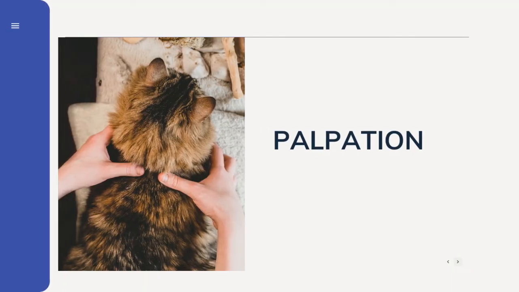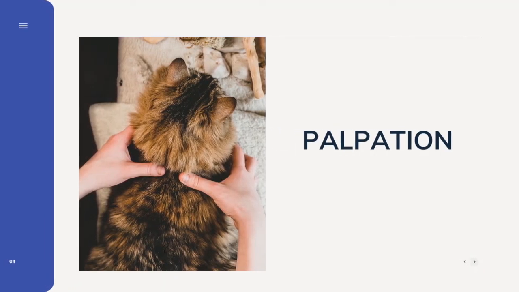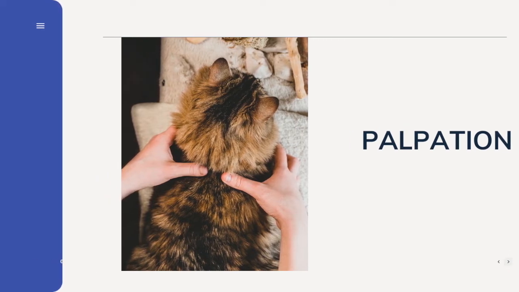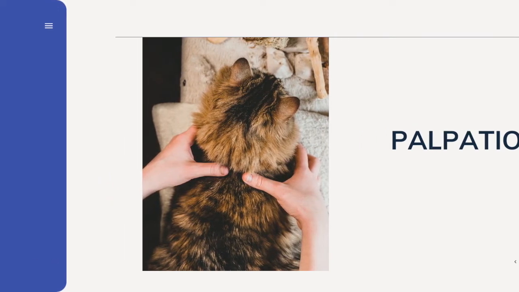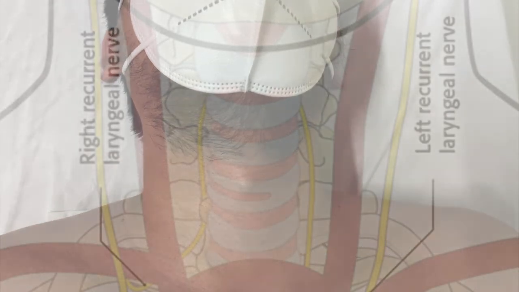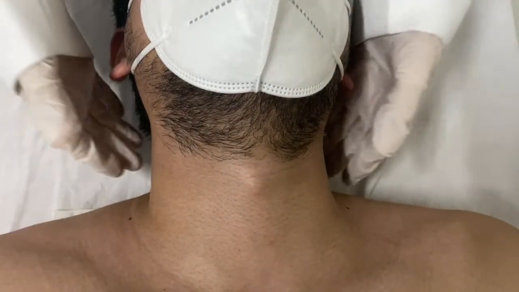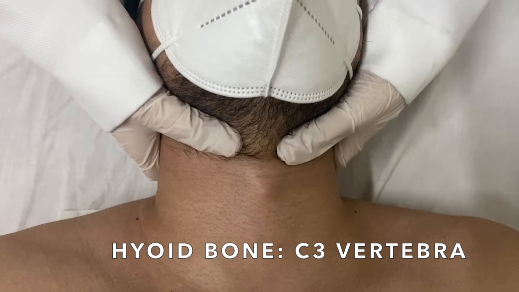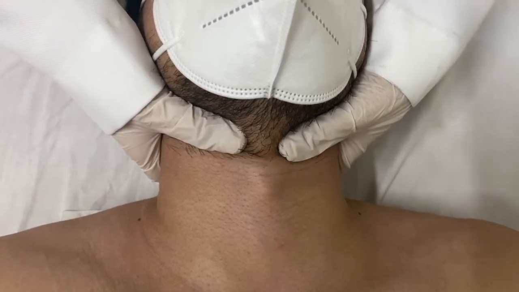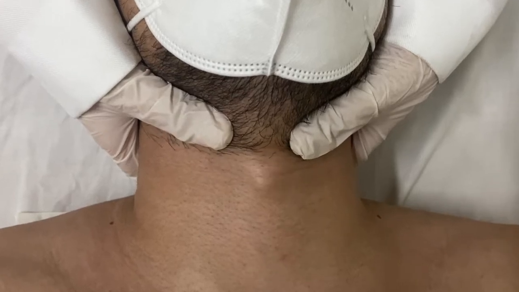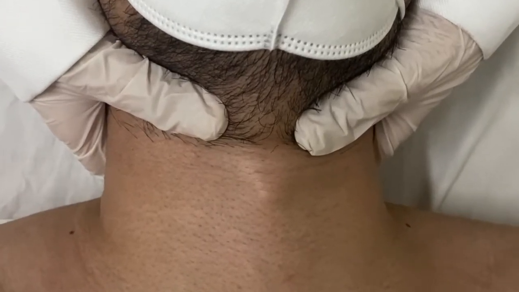For palpation, it is best to examine the patient supine, since the muscles overlying the deeper prominences are relaxed. For palpation, we examine two aspects. First, the anterior aspect, beginning with the hyoid bone, which overlies the third cervical vertebra. Cup your hand around the anterior portion of the neck. We ask the patient to swallow, and the movement will allow us to palpate the hyoid bone.